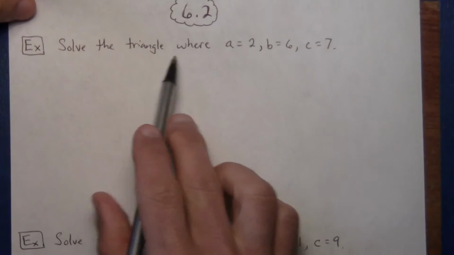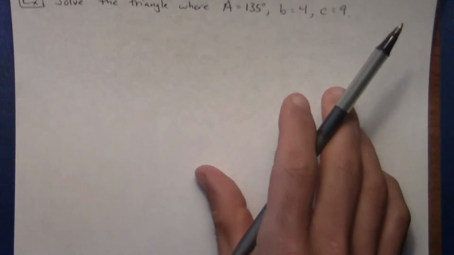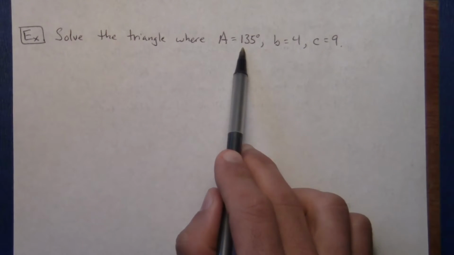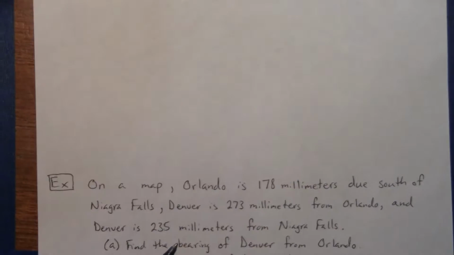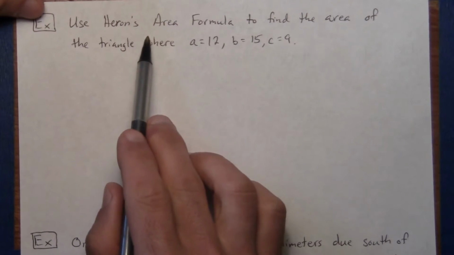First one, we're going to solve the triangle where you're given all three sides. And again, you should know to use the law of cosines for that. Second one, you'll be given two sides and the angle right in between them. And that again should be a clue to use the law of cosines. Third one, they're going to ask us to use Heron's area formula. I'll mention it when we get here, but again, be careful.